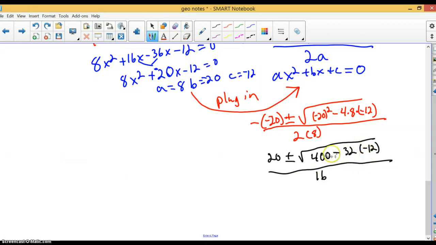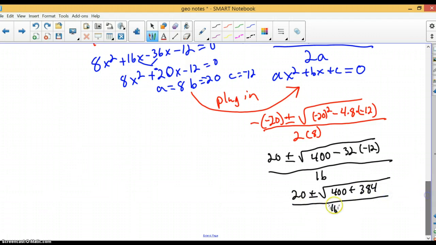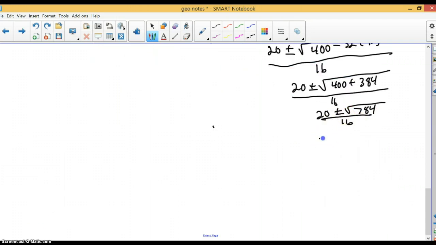Then we take care of the part on the inside. We have 20 plus or minus the square root of 400. Negative times the negative is a positive, and then 32 times 12 gives us 384, all over 16 still. So we have 20 plus or minus the square root of 784 over 16. When we take the square root of 784, we end up with 28.